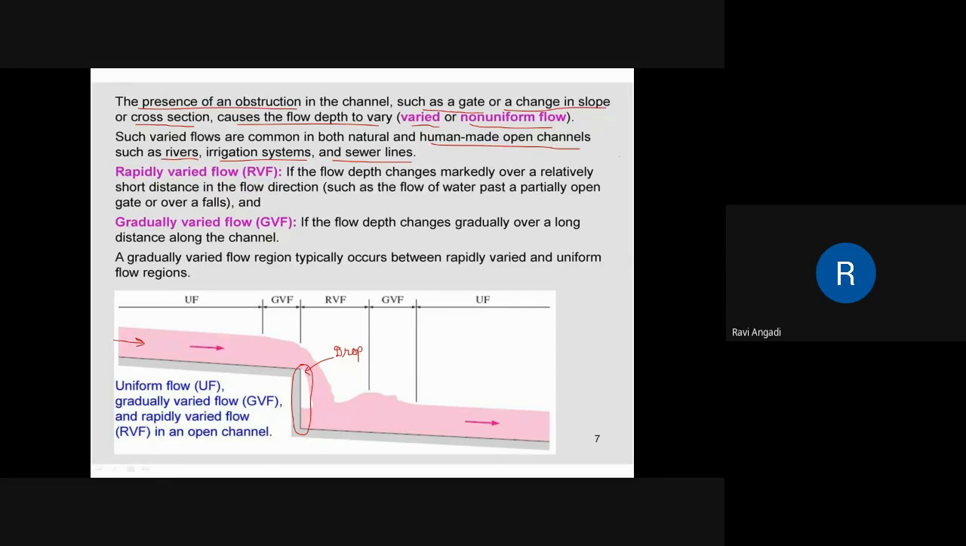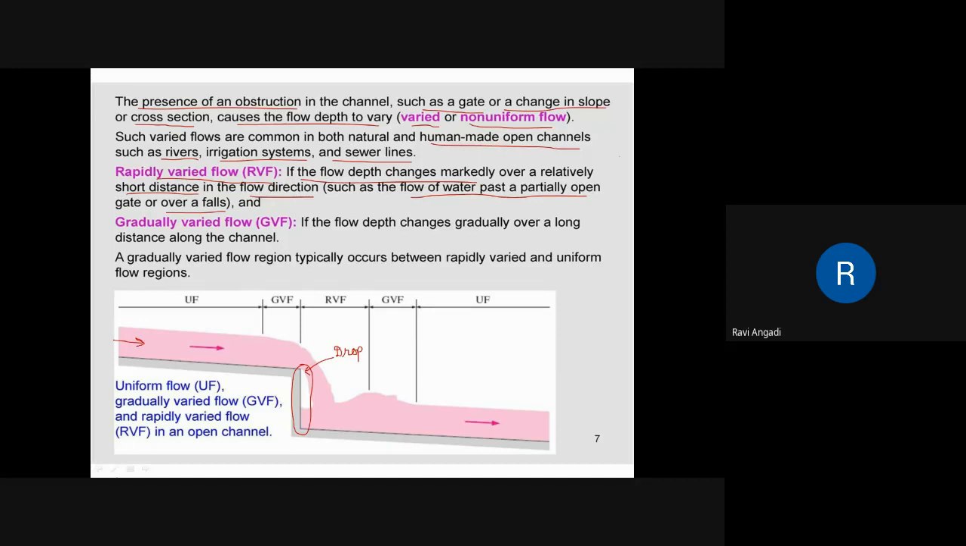And rapidly varied flow. What do you mean by rapidly varied flow? If the flow depth changes markedly or rapidly over a relatively short distance in the flow direction, such as the flow of water past a partially open gate or over a falls. Over a falls, or even over the spillway of a dam, you will get rapidly varied flow. Or when you open a gate suddenly, the flow will be rapid, or you can call it a shooting flow.